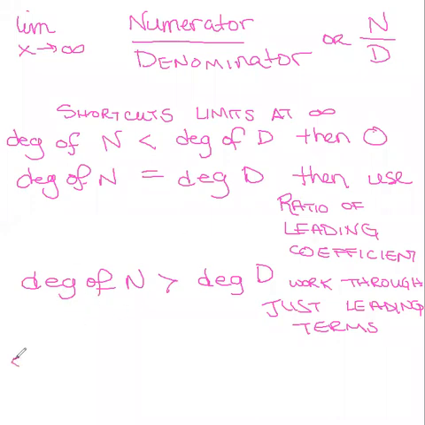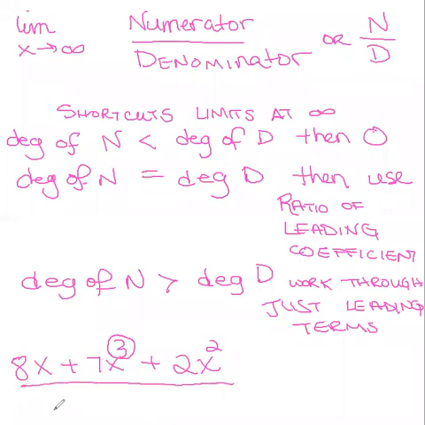So if I have something like 8x plus 7x to the third plus 2x squared, let's say. The degree of this is whatever the highest power is. So in this case, this is the highest power. So the degree of this whole thing is 3, and let's say the degree of whatever's at the bottom, what's the highest thing at the bottom? We'll say 7x plus 9x to the 5th.